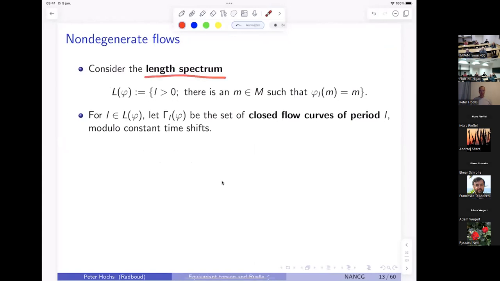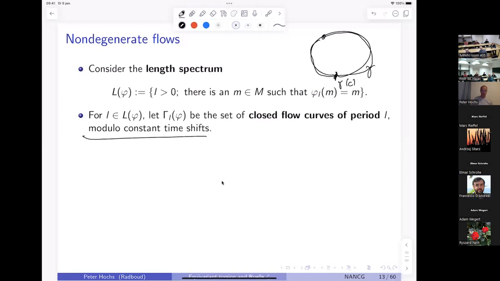The length spectrum just means all possible periods of flow curves of this flow phi. So all positive numbers L for which this is true for some point. Now, given such an L, a possible period of a flow curve, I'll denote the set of flow curves with that period, modulo constant time shifts, by gamma L phi. What I mean by modulo constant time shifts is the following thing. Suppose we have a closed flow curve, say gamma, and suppose this is gamma of zero. Instead of starting here, I could also start here and I would get another closed flow curve, but that doesn't really add much. So I want to mod out by shifting the starting point of the flow curve. That's what I mean by modulo constant time shifts.